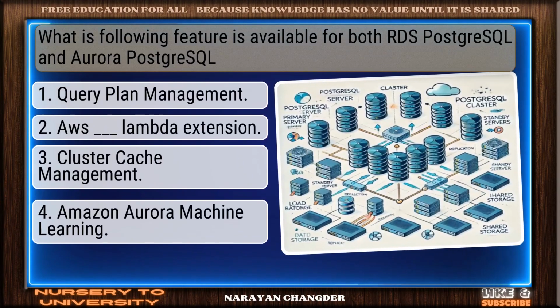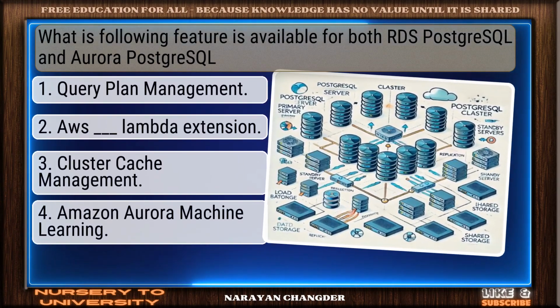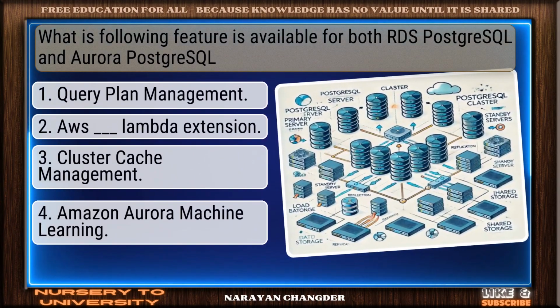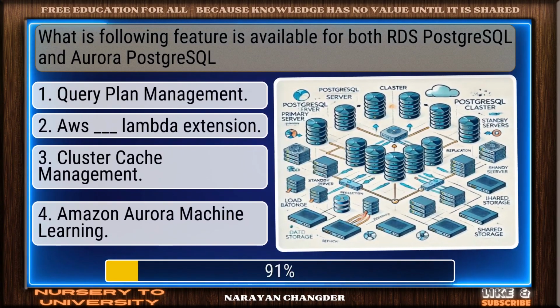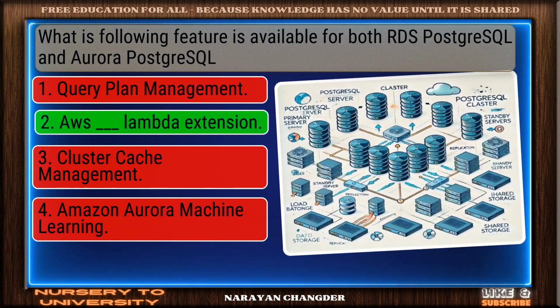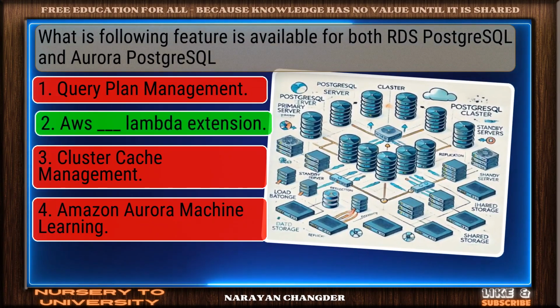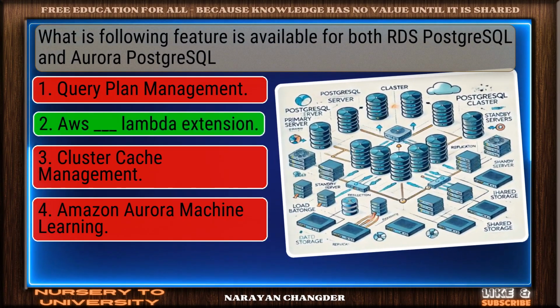Question number 19. Which of the following features is available for both RDS PostgreSQL and Aurora PostgreSQL? Nice selection. The aws_lambda extension is the correct and valid answer.